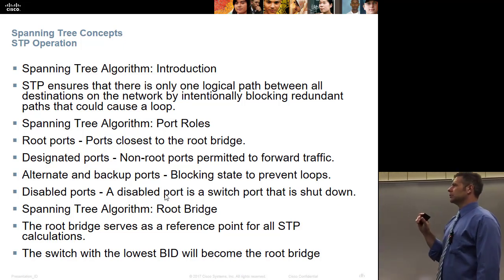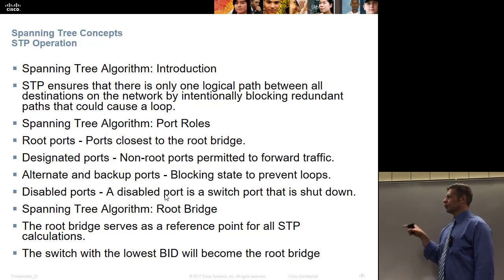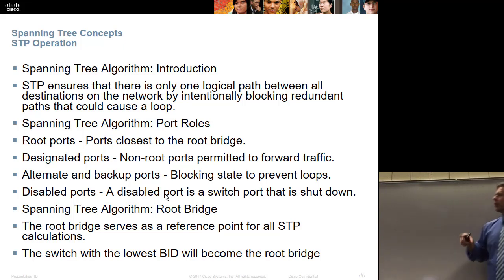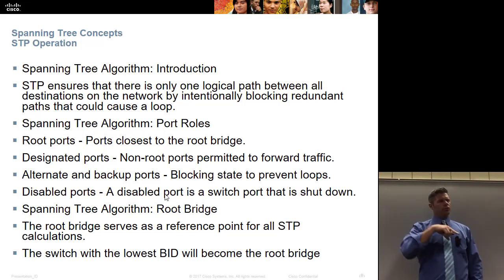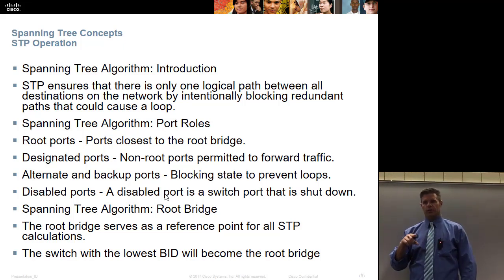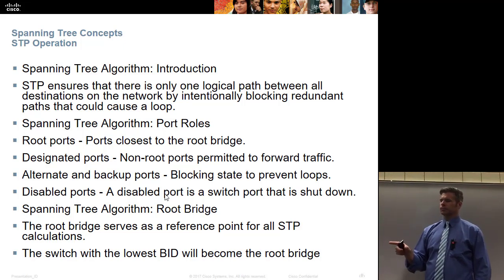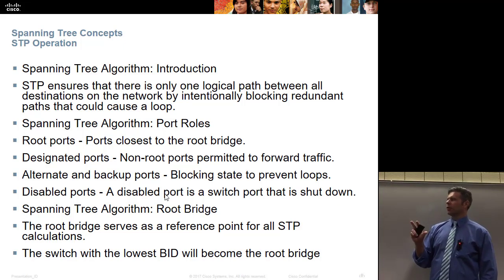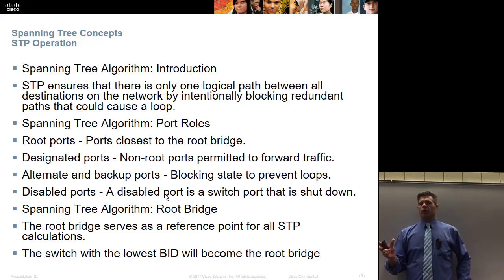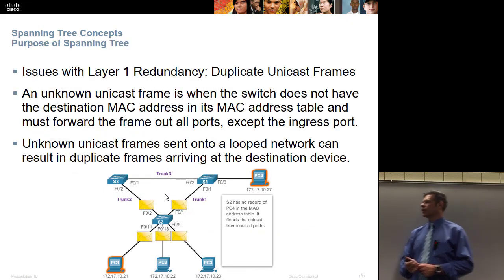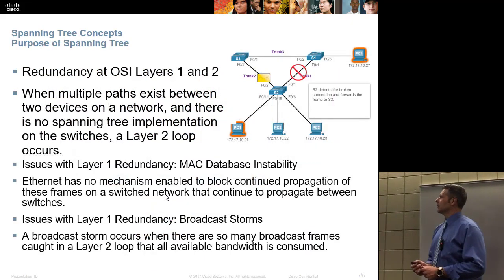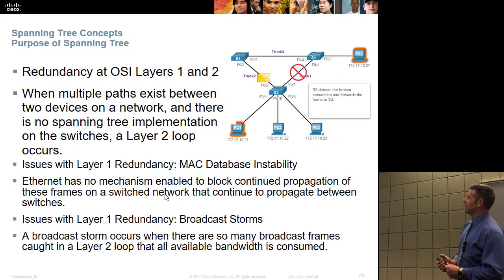The root port is the port closest to the root bridge. Designated ports are ports which aren't root, but are allowed to forward traffic to the other one. And then alternate ports, or backup ports, are the ports that are currently not doing anything.